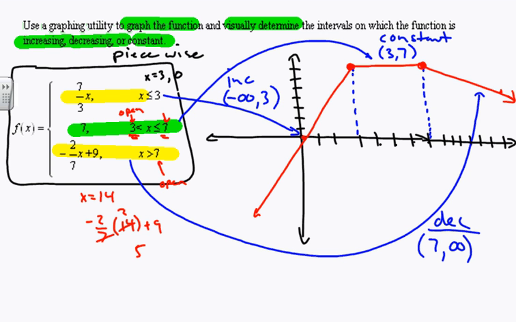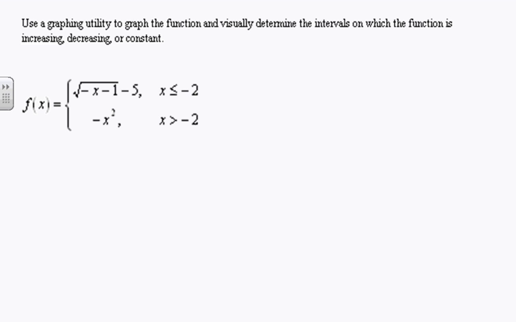All right. Well, should we try one more? Well, why not? So there's where we found the increasing, decreasing, constant intervals. We'll try one more. This is also a piecewise function.